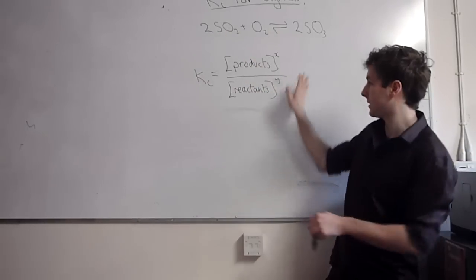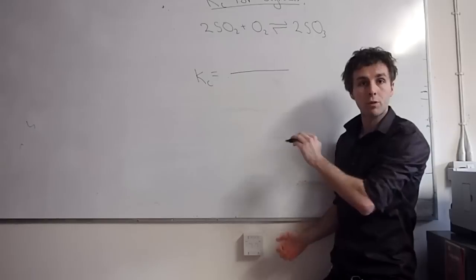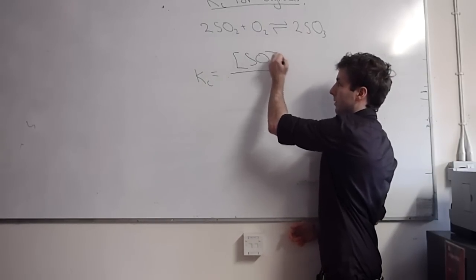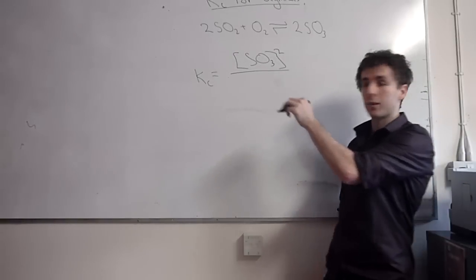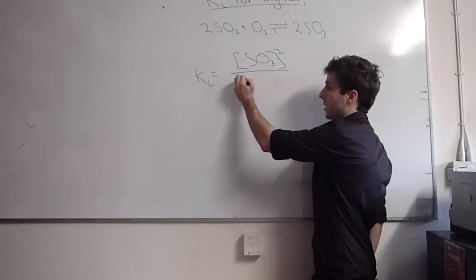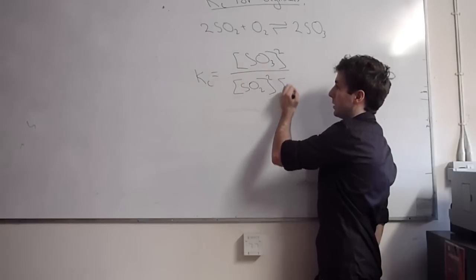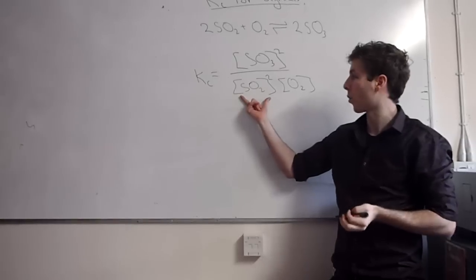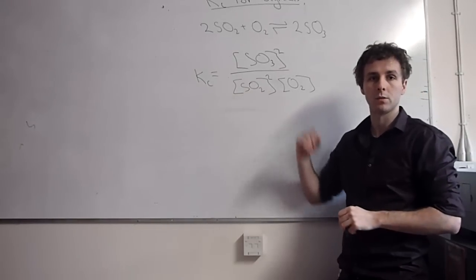So, to use this example, I've got my concentration of the products on the top. So that's going to be my SO3, raised to the power of 2, because that's its molar ratio, its stoichiometric ratio, and divide that by the concentration of my reactants, which will be SO2 to the power of 2 times O2. These square brackets are just a quick way of saying the concentration of. So this is the concentration of SO2.